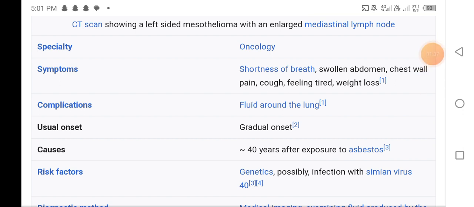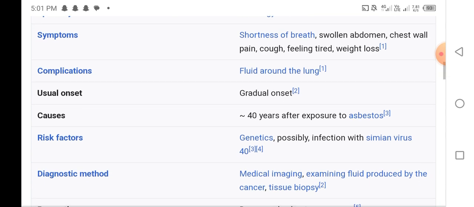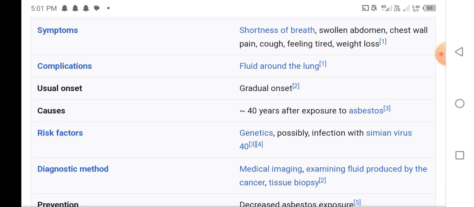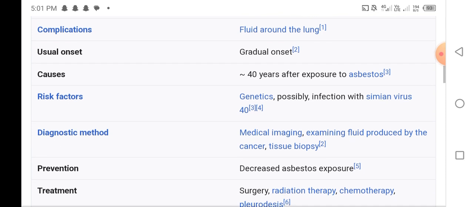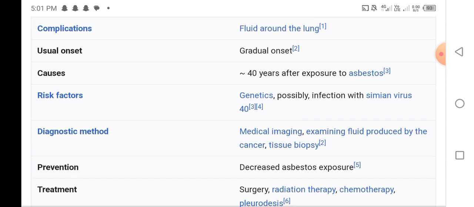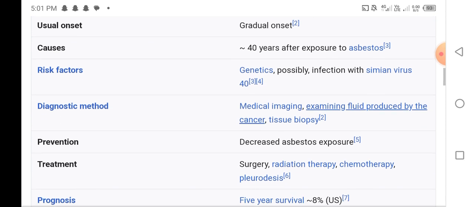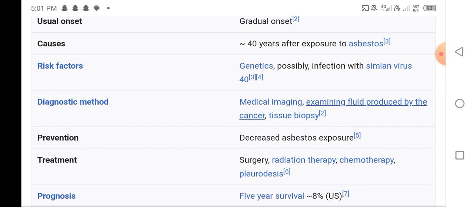Symptoms are shortness of breath, swollen abdomen, chest wall pain, cough, feeling tired, and weight loss. The complication is fluid around the lung. Usual onset is gradual. The cause is exposure to asbestos, with onset around 40 years after exposure. Risk factors include genetics and possibly infection with simian virus.